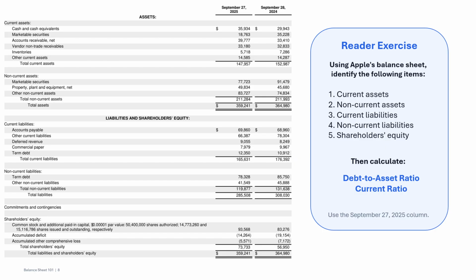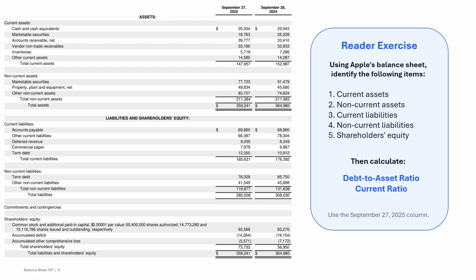Now, let's move from the Uber driver example to a real company. Here is Apple's balance sheet. Before looking at the answer, try to identify 5 things. First, what are Apple's current assets? Second, what are Apple's non-current assets? Third, what are Apple's current liabilities? Fourth, what are Apple's non-current liabilities? And fifth, what is shareholders' equity?